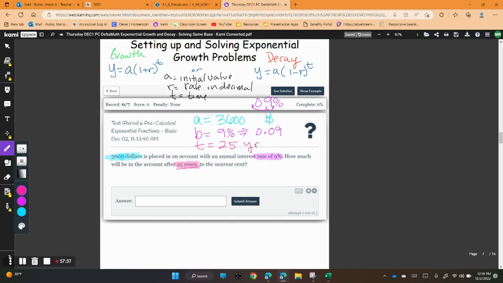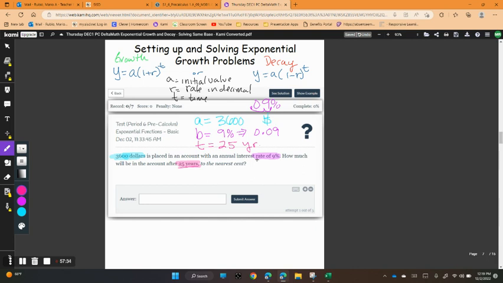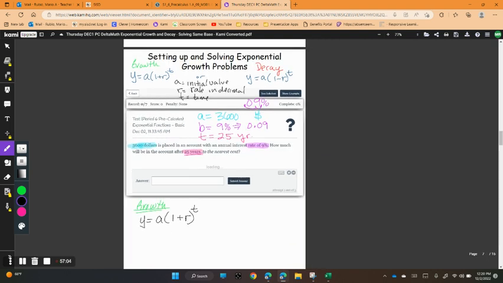Now we need to figure out, do we use decay or growth? Well, it says it's placed in an account with an annual interest. How much will be in the account after 25 years? So if you're putting money and you're going to let it accrue interest over time, that means it's going to grow. So if it's growing, we're going to use the growth formula. And the only thing that changes between these two formulas is this plus or minus inside the parentheses. After this, it's just plugging the numbers in. We literally just need to plug the numbers in.